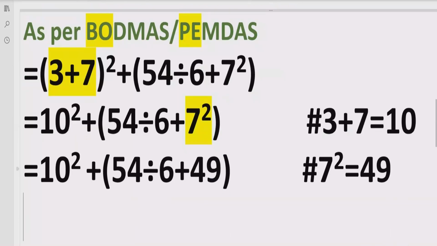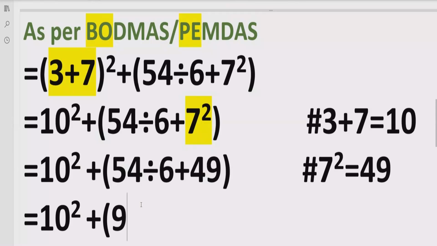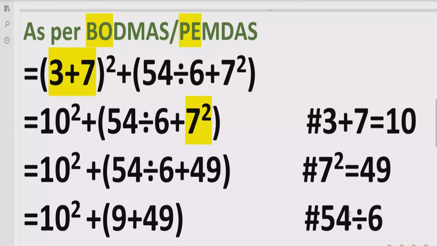Now move forward. We have now the bracket. So first we have to solve this bracket, which is this one. So first we have to solve the division because we have addition and division sign. So we will solve first the division. So this part we will write as it is, plus 54 divided by 6 equals plus 49. We will write as it is. And here we will give the reference 54 divided by 6 equals 9.